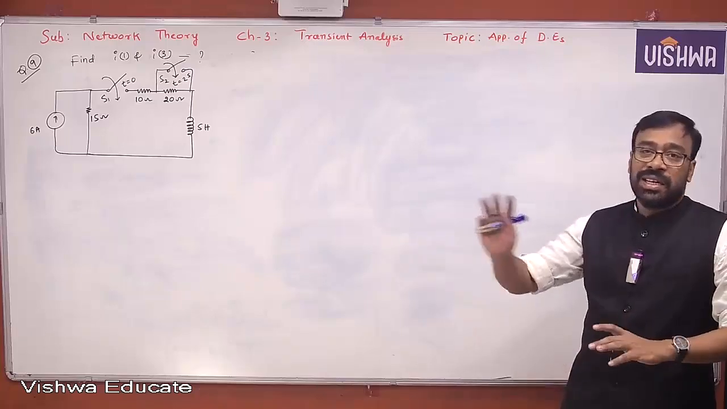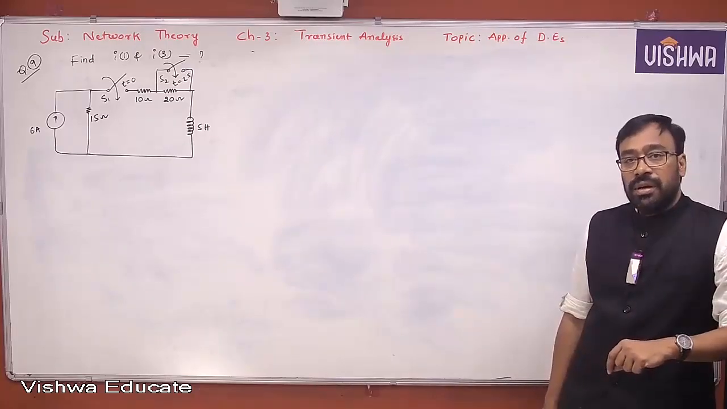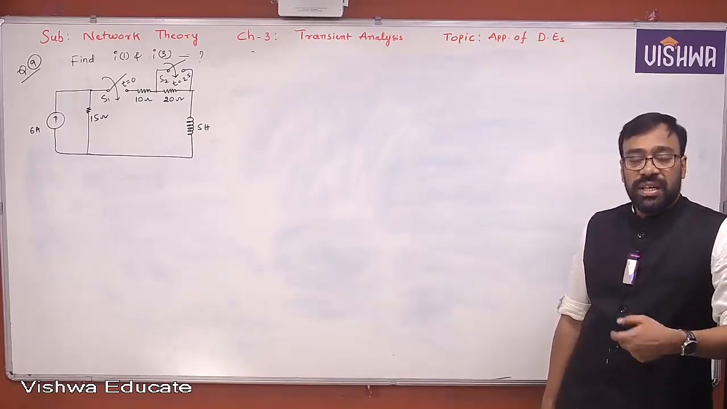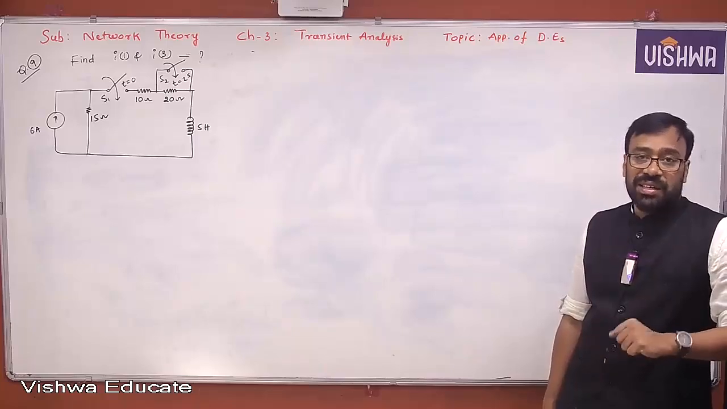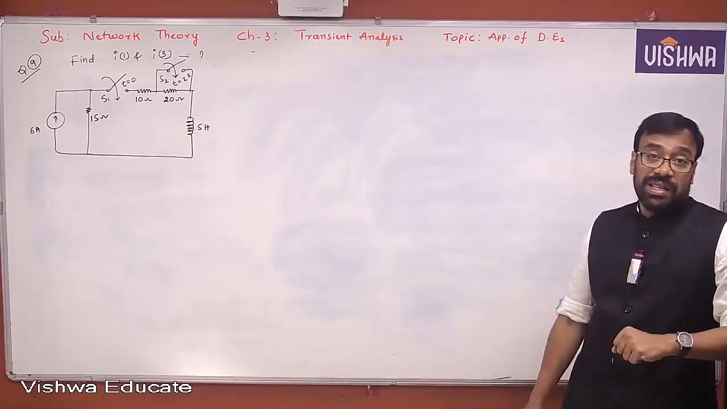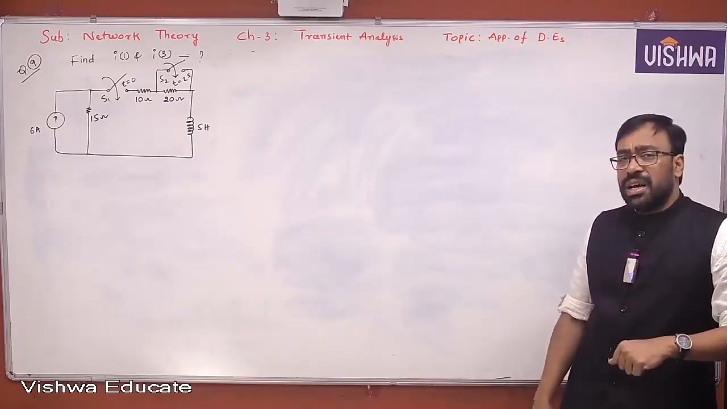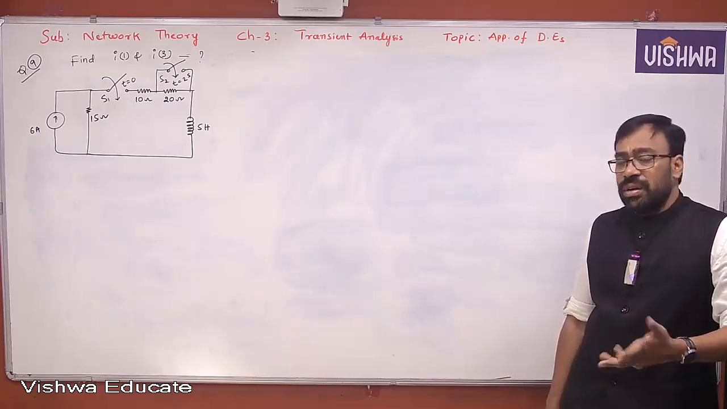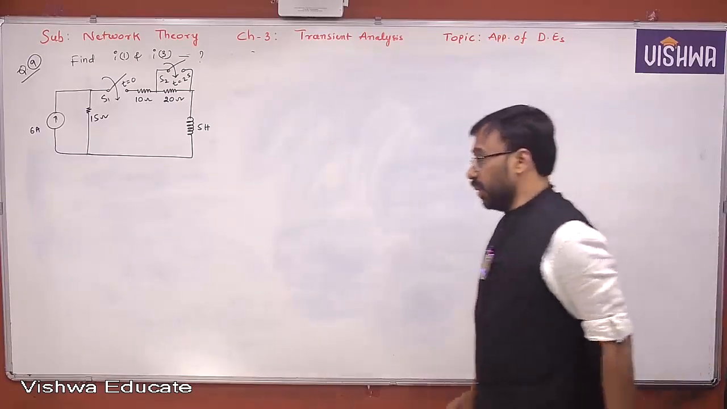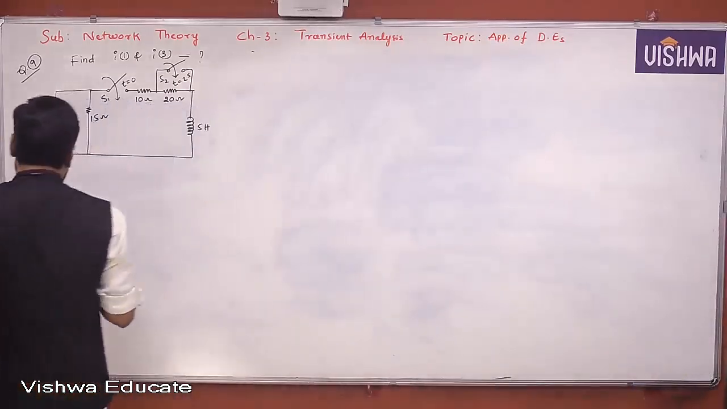I can directly construct the equivalent circuit at t equal to minus infinity, at t equal to 0 plus, and at t equal to plus infinity also. But can I construct an I of 1 equivalent circuit? Not possible. For that, what you do is, you just find I of t.